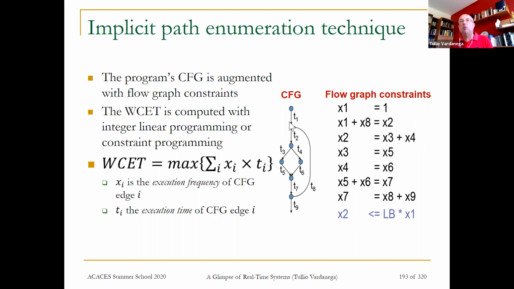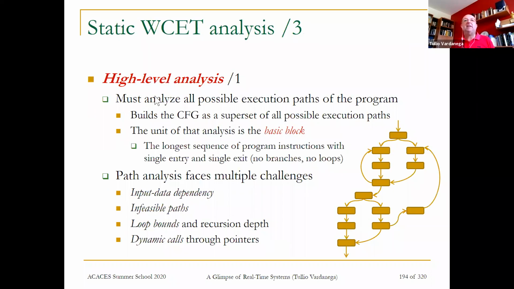For example, this is a loop, and it means that you're entering here and crossing there up to this many times, and therefore there must be some bound. And you find by linear programming the set of values that maximize these constraints, that sometimes are equalities and sometimes are constraints. So you do this and all is fine, except that the high-level analysis that constructs this control flow graph is full of uncertainties.